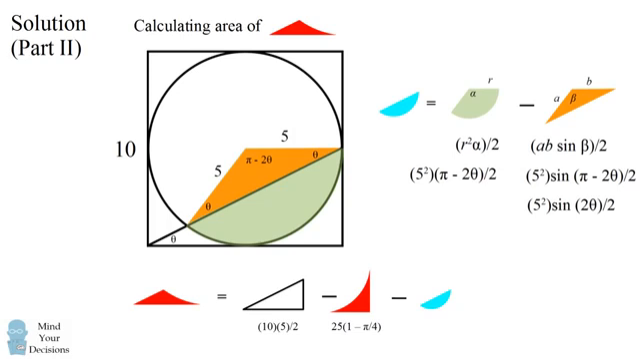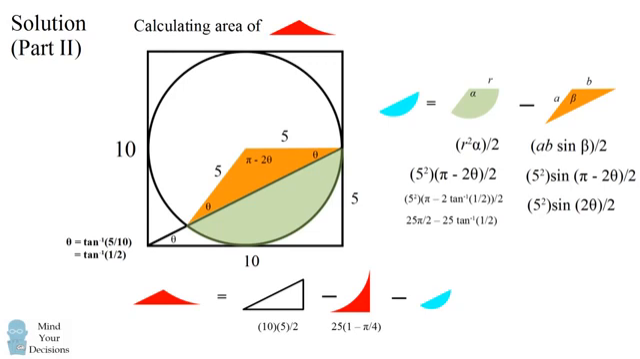So now we need to consider, what is this angle theta? Well, in our original triangle, it has a height of 5 and a base of 10. So we can use trigonometry to say that the angle theta is equal to the inverse tangent of 5 over 10, which is the inverse tangent of 1/2. So we can substitute that in, and we'll simplify our formula for the area of the sector.